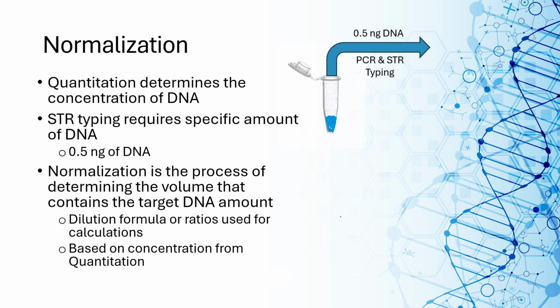For normalization, quantitation determines the concentration of DNA. In STR typing, there's a specific amount of DNA required, 0.5 nanograms of DNA. Normalization is the process of determining the volume that contains the target DNA amount. Dilution formulas or ratios are used for calculations to determine the volume that allows us to obtain 0.5 nanograms of DNA for STR typing. And that is based on concentrations obtained from quantitation.